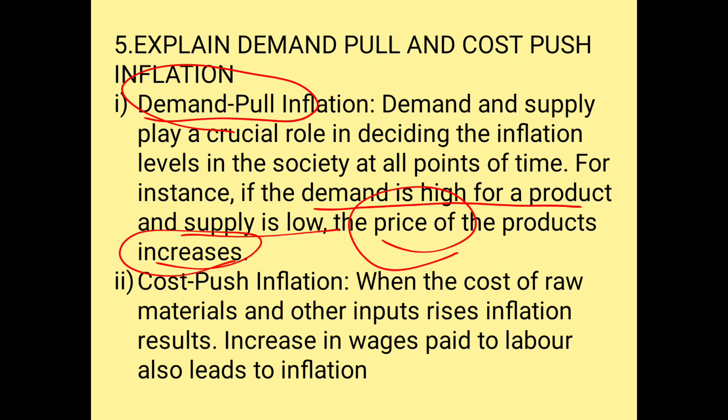That is, the supply of commodities is low, but the prices of the product are very high. Next is cost pushing the inflation. For any type of production, what is necessary? Raw materials are necessary. So when these raw materials take a higher cost, what happens? Inflation automatically creeps in. Increase in wages paid to labor also leads to inflation. Even when the labor income increases, inflation also increases.